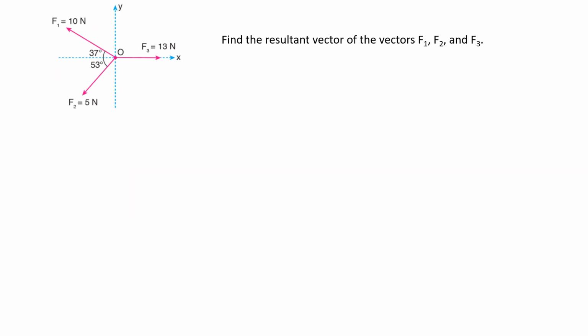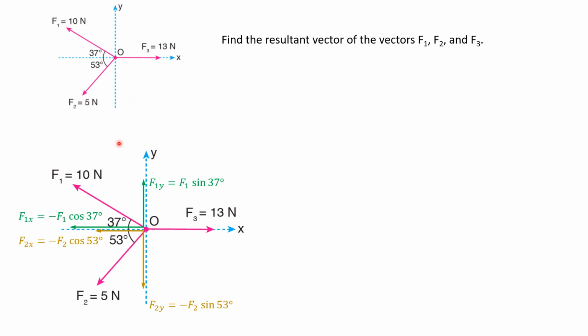Now let's look at the final third question. Here again, we are given three vectors, f1, f2, f3, and we have to find the resultant vector. So what are we going to do? We're going to break f1 into its x and y components, and note that the x component is going to be negative because it's pointing in the opposite direction to x. The y component is positive.